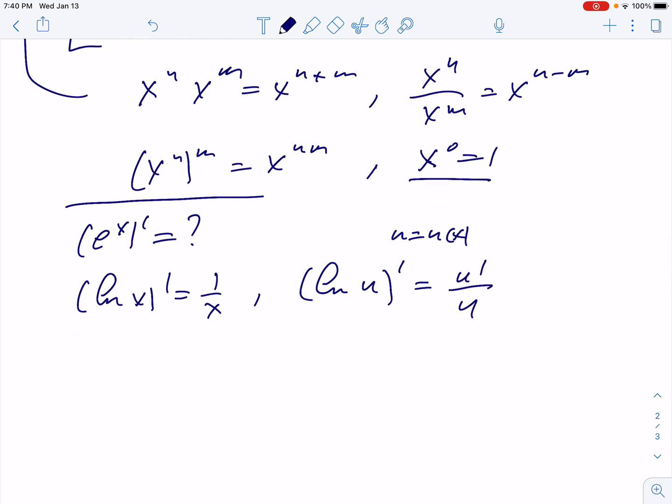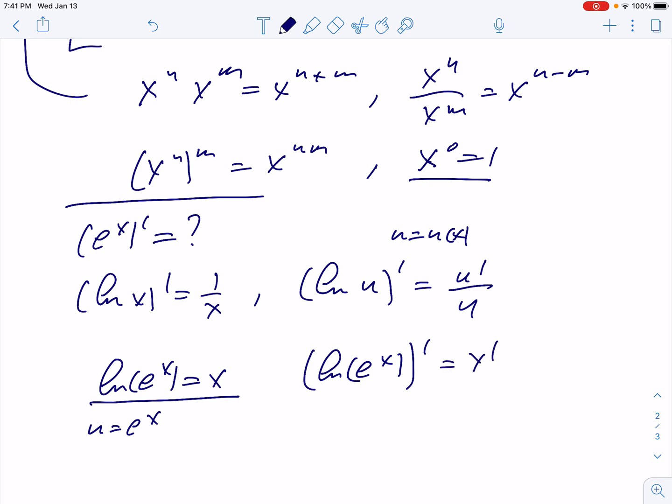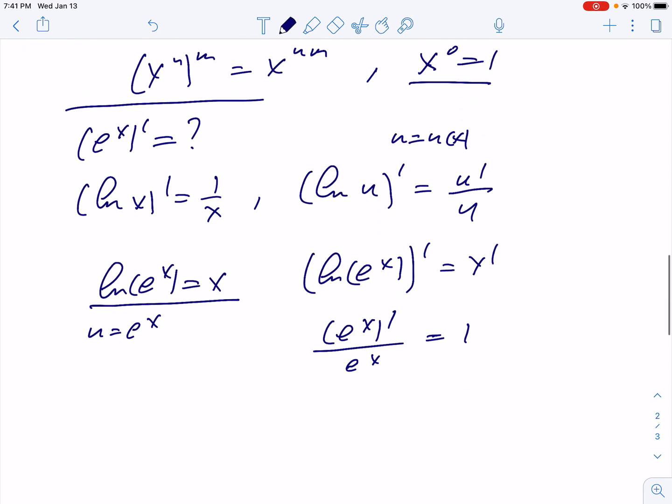And now we shall take one of the basic relations. Let's say we write natural log e to the x equals x, and u will be the exponential function. So we differentiate this equation with respect to x. We get logarithm e to the x, all this prime equals x prime. On the left side, this will be e to the x prime over e to the x, u prime over u. On the right side, x prime is just 1. And then from this simple equation, we see that e to the x prime equals e to the x.